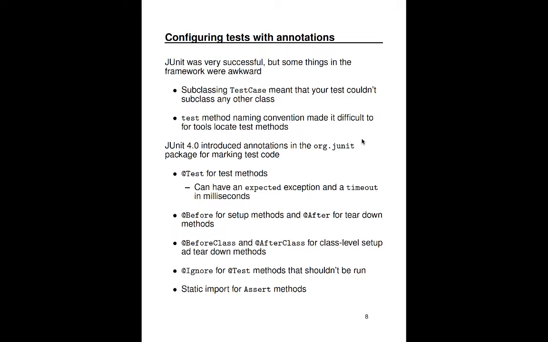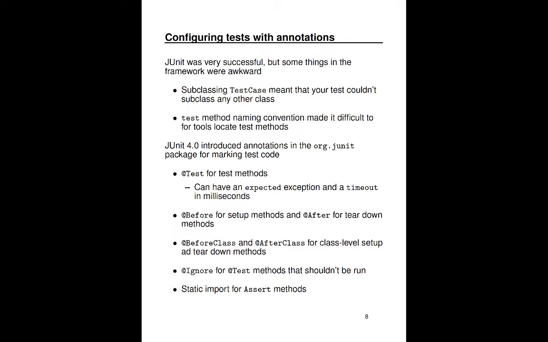And the naming convention, while it was easy for humans to understand, sometimes tools struggled to locate exactly what methods were test methods. And of course, if you misspelled the word test, if you accidentally had a capital T or something like that, the tool wouldn't be able to find it. So in version 4 of JUnit, they introduced Java annotations in the org.junit package that are used to denote your test code.